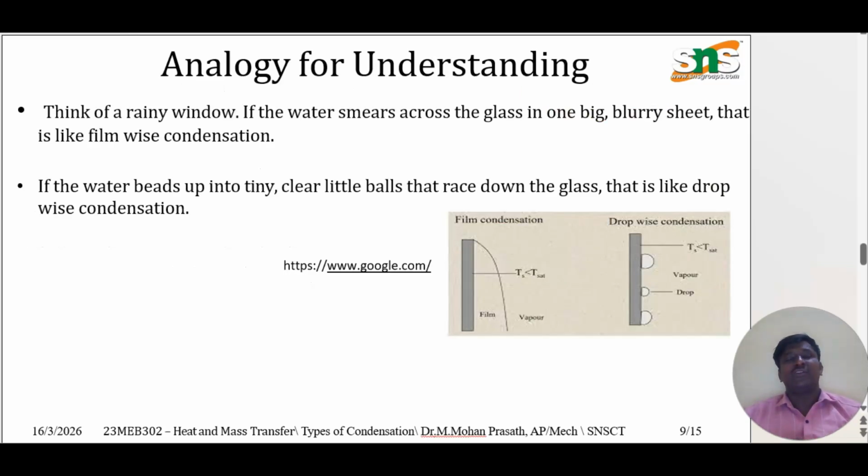Next, we will discuss examples of film-based and drop-based condensation. Think of a rainy window. If the water smears across the glass in one big blurry sheet, this is called film-based condensation. If the water beads into tiny balls, it is called drop-based condensation.